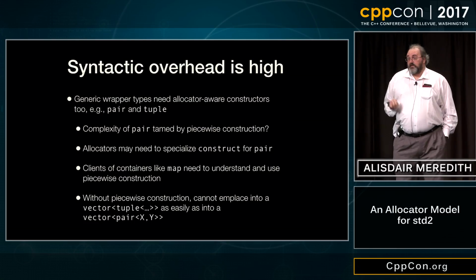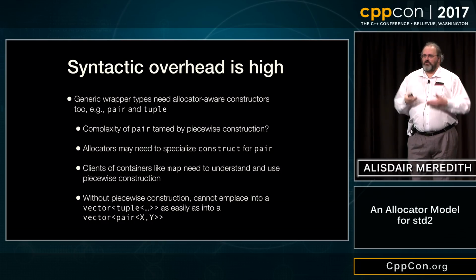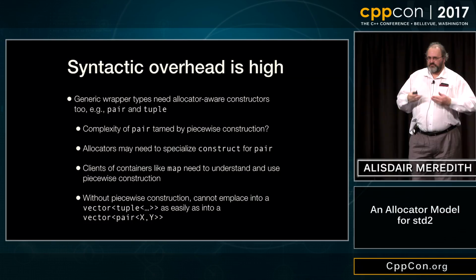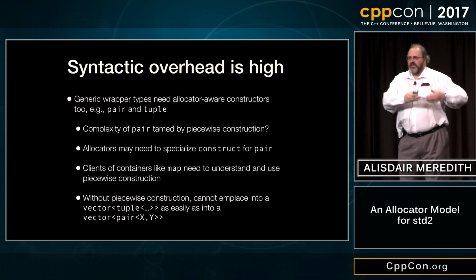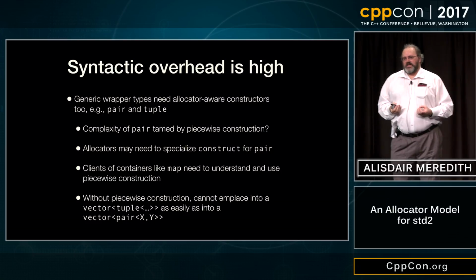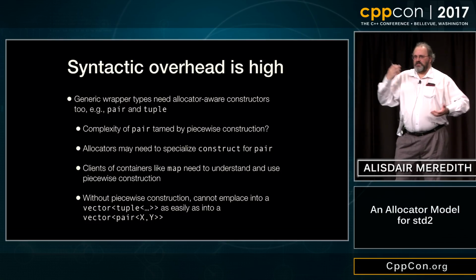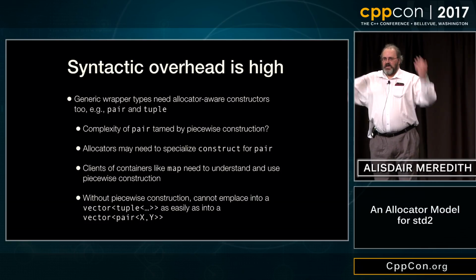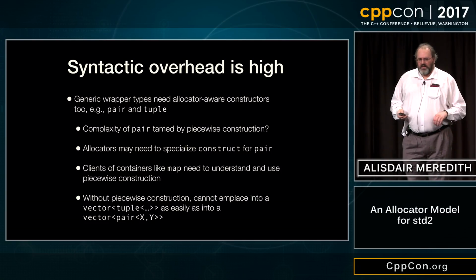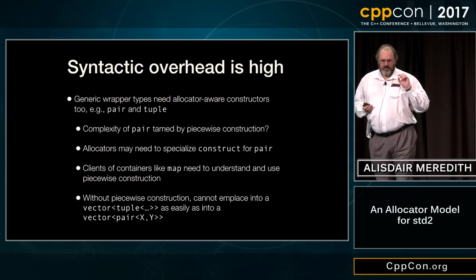Then we end up with generic wrapper types like pair and tuple, because they don't know the element you're constructing. I might need to pass allocators through to the elements of the pair, even though the pair itself doesn't allocate. So now we have allocator support in things like pair and tuple, because we have to be able to pass the allocators down through the library. Even that's not good enough, because unfortunately we hit things.